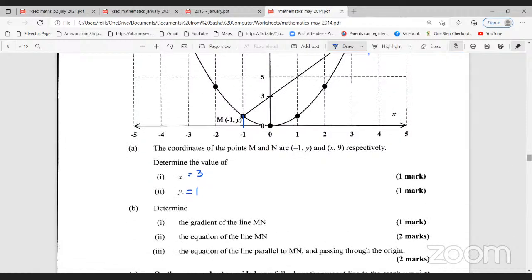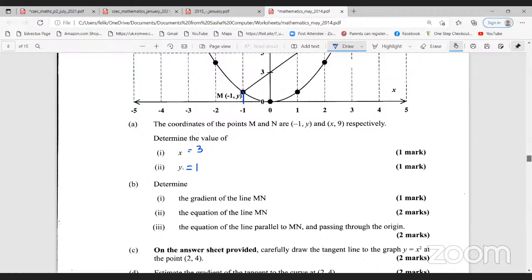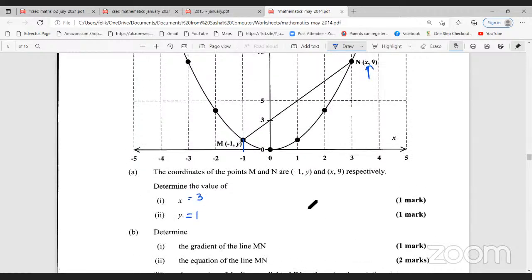Determine the gradient of the line MN. This is what we were talking about last night now, Marlon. So we're going to find the gradient of the line MN. How do you find the gradient? Miss, I can do rise over run. Yes, but tell me the method. y2 minus y1 over x2 minus x1. Beautiful. Well done, Marlon. y2 minus y1 over x2 minus x1.